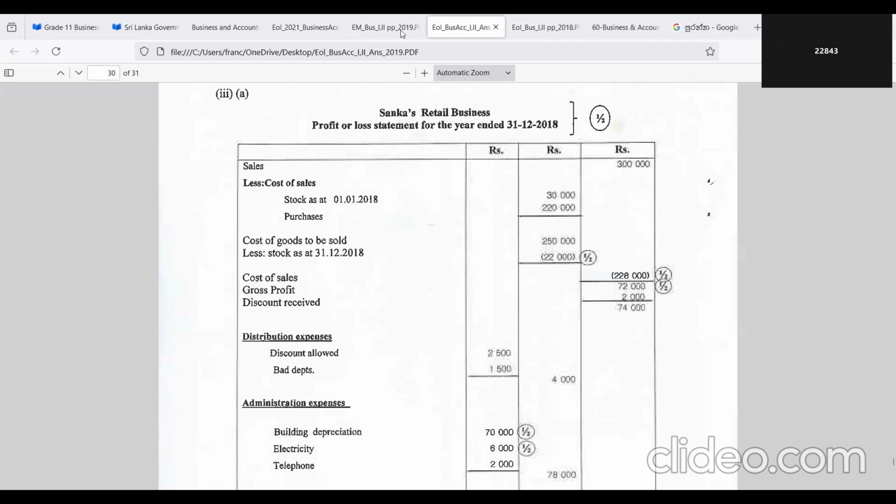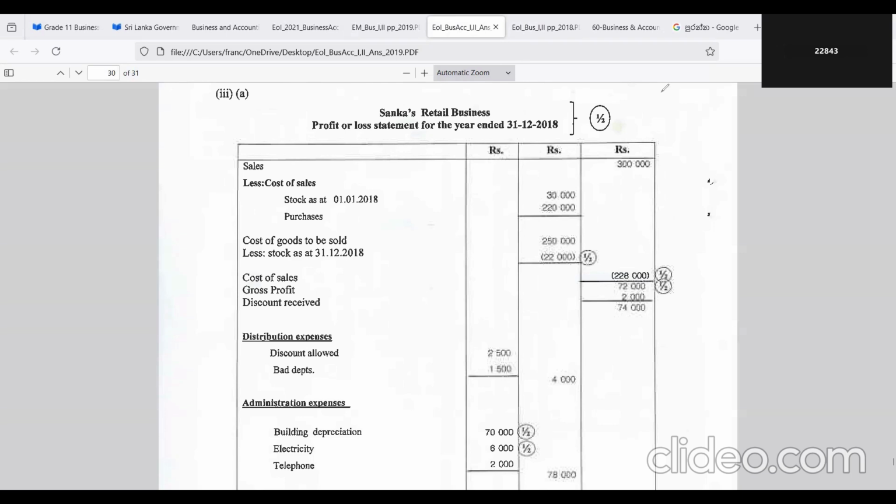So, as I said, the first thing you have to do is write the name of the business, the name of the format, and the date. See the marking scheme: they have given half a mark for writing the name of the format and the date. If you don't write the date and the name, you are losing half a mark. This is the original marking scheme. Sometimes you say just the name, no need to write. No. You are getting half a mark.